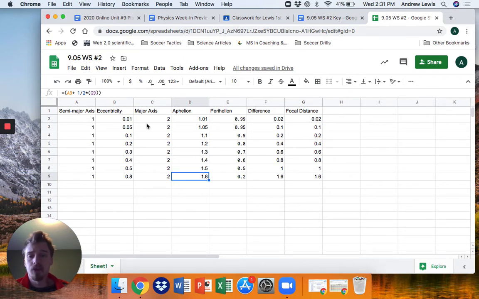So that's all I'm filling out here, is I just changed the eccentricity, and it's increasing as we go down, and you can see that the aphelions are going up and the perihelions are going down. So the difference between them is increasing as we go through this.